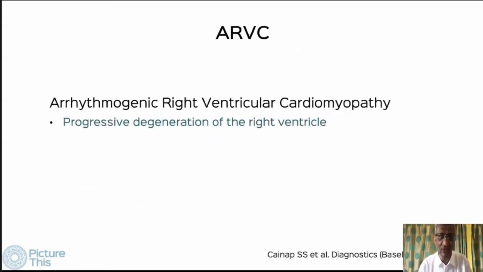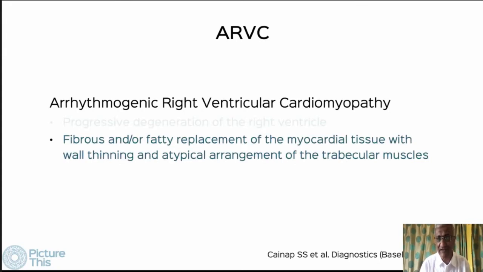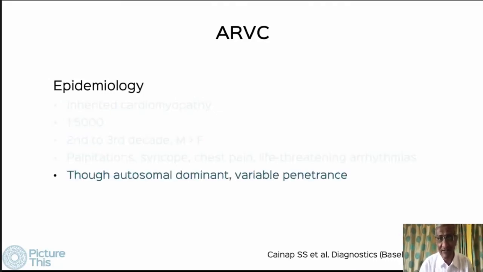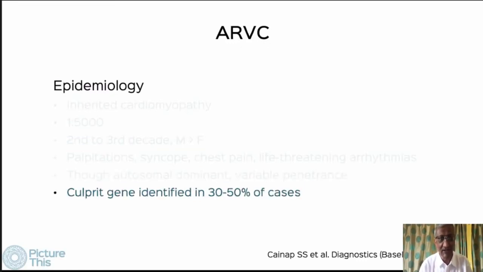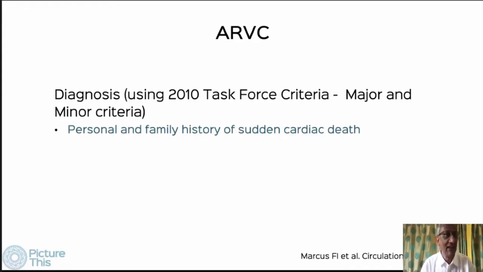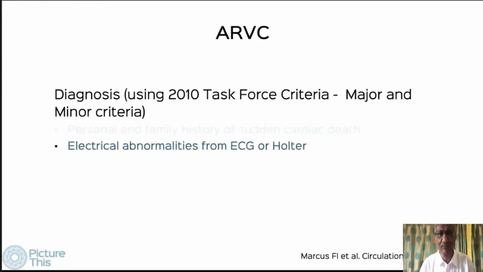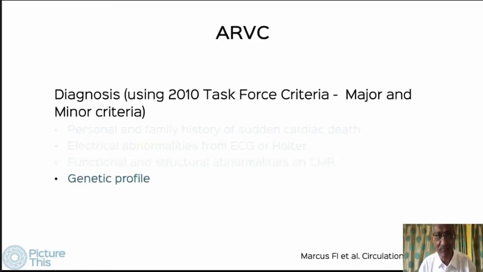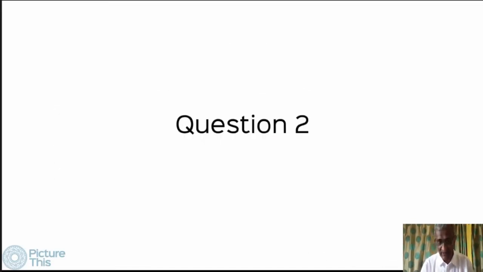And ARVC, very quickly, is progressive degeneration of the right ventricle with fibrous or fatty replacement. We know it's inherited, and 1:5,000 is the epidemiology. These are the clinical features, and the culprit gene can be identified in about one-third to half of patients. We know that the 2010 task force criteria are still used, and I won't go into details, but most of this is based on the clinical parameters, and then MR has a contribution as well, and we'll come to that in a minute.